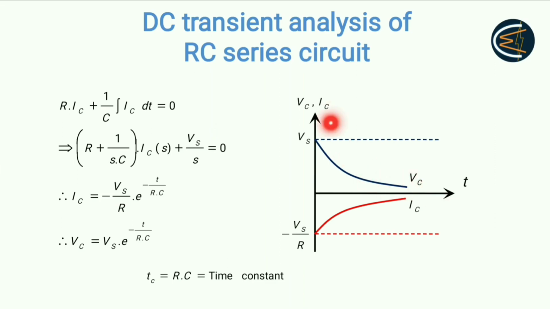See, initially the voltage is Vs and gradually it decreases, because the voltage will drive a current which will be dissipated across the resistor. So the voltage will decrease and also the current will decrease, although it starts in the reverse direction, flowing from minus Vs by R, and gradually it will also become 0. So this is what it looks like. This is the overall transient analysis of RC series circuit for the different cases, position 1 and position 2.